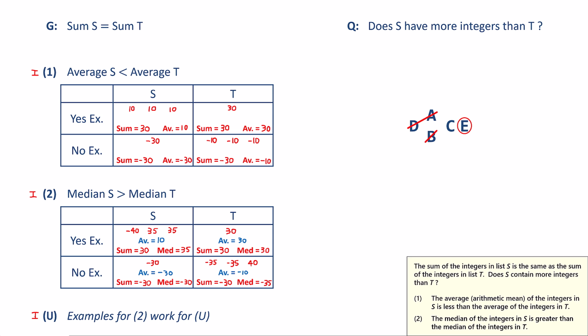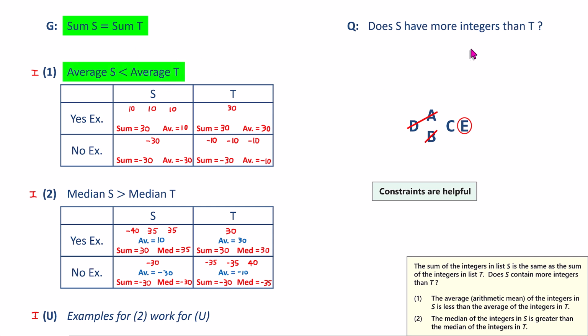Now, even though this problem is unusually hard, it illustrates a general truth about solving GMAT problems, which is that constraints are helpful. What I mean by that is that often we have to come up with examples, and it can feel like obeying the various constraints, such as sum S equals sum T, or average S is less than average T, or even yes or no, whether S has more integers than T. All of these are constraints on the examples we can pick. It can seem that obeying all of these constraints at once is overwhelming and difficult.